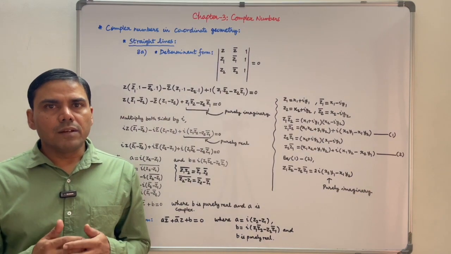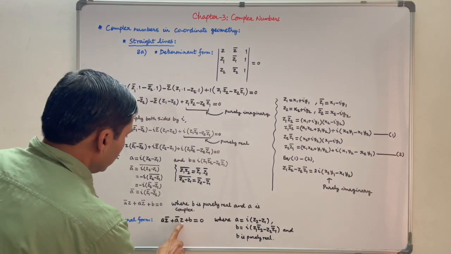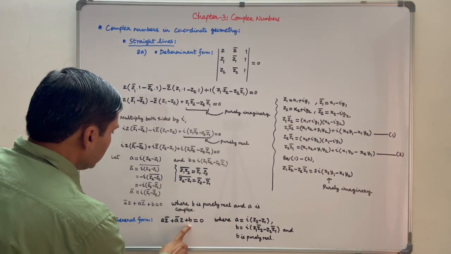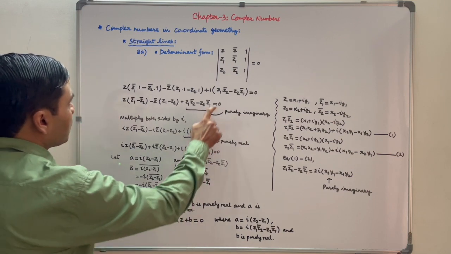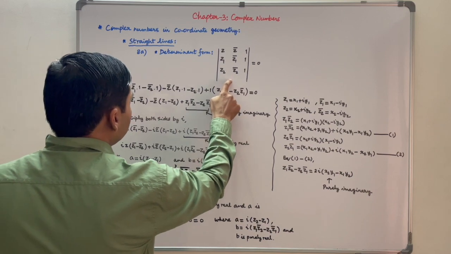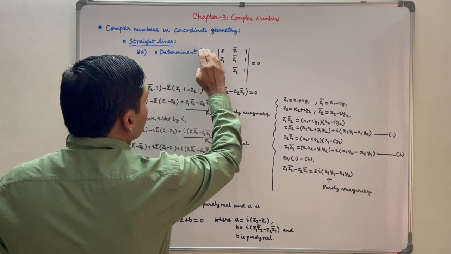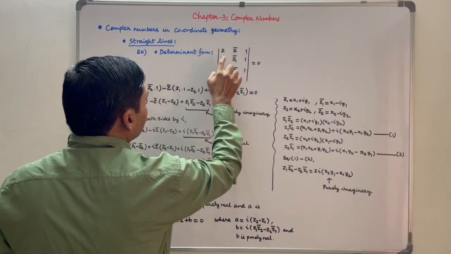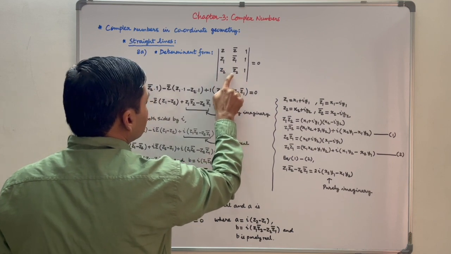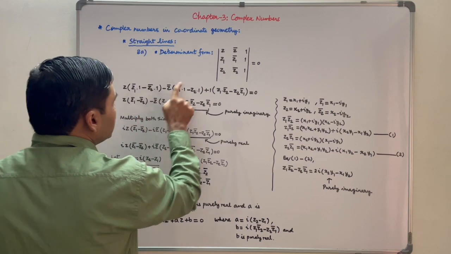Second one is general form. It is given by a z bar plus a bar z plus b is equal to 0, where a is complex and b is purely real. It is derived from determinant form. Let us see how. Determinant can be expanded as z into, we need to hide the row and column involving z and say that z1 bar into 1 minus z2 bar into 1. This is first term. Minus z bar.